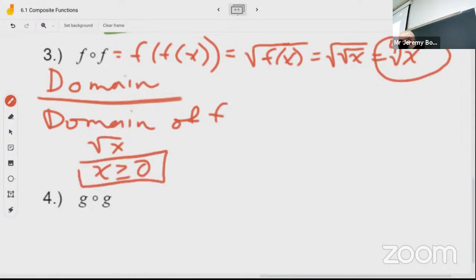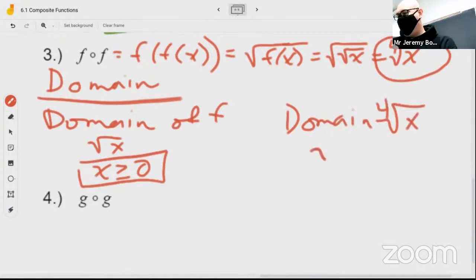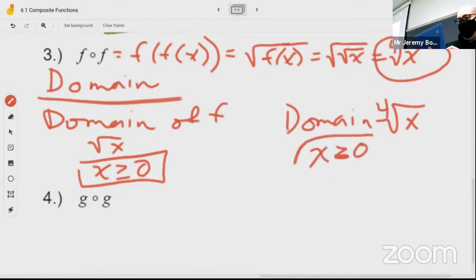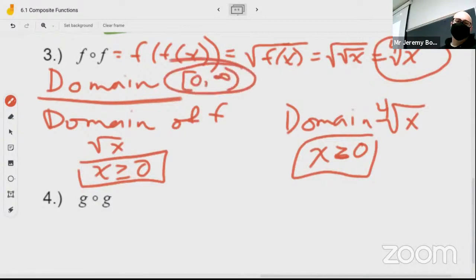And then we need to look at the domain of the fourth root of X. That's going to be the same thing. Yep, because it's an even root with the X side of it. So this is just going to be X is greater than or equal to 0. And so the domain of my composite is going to be those two combined. So 0 to infinity, including the 0. Any questions on that one?